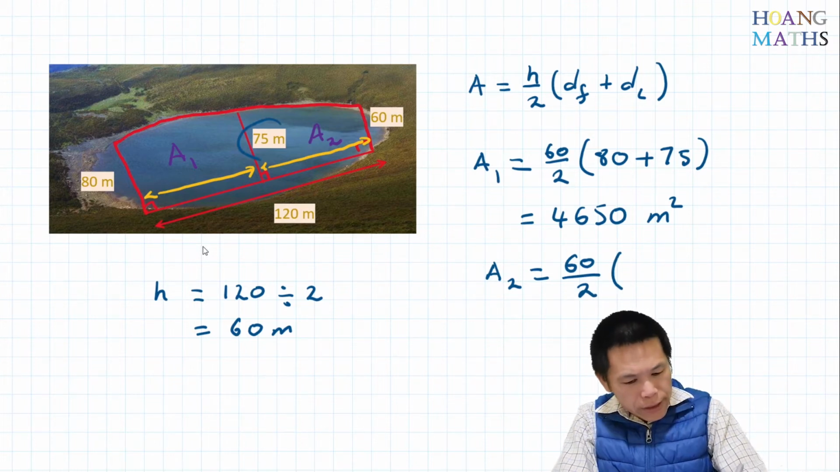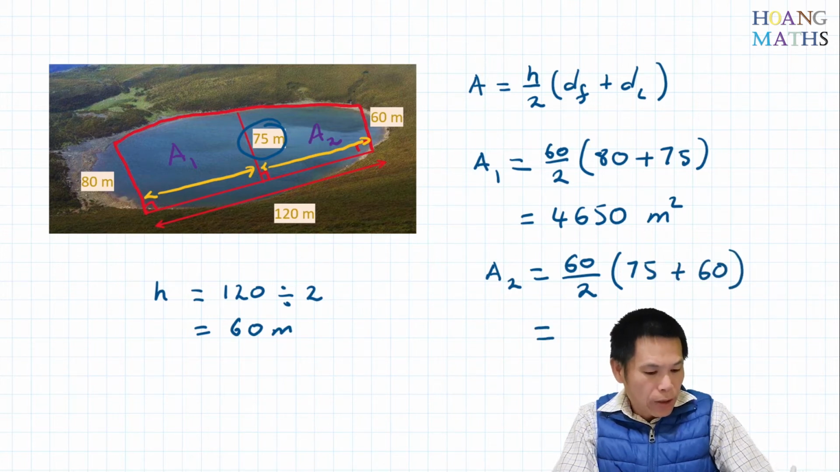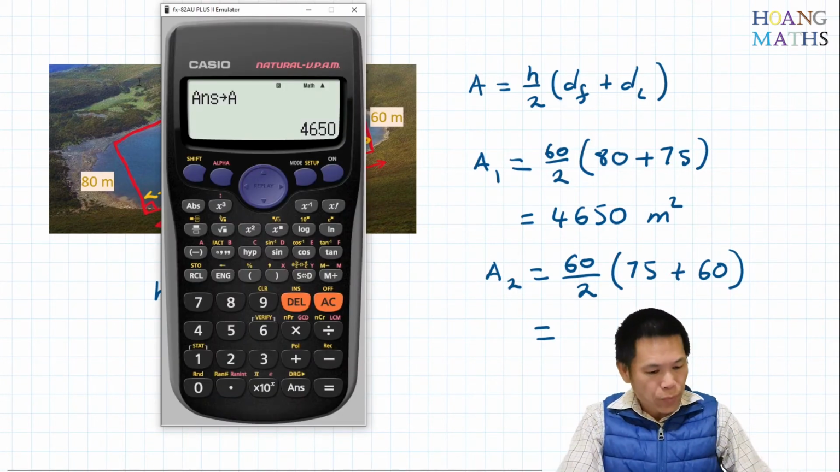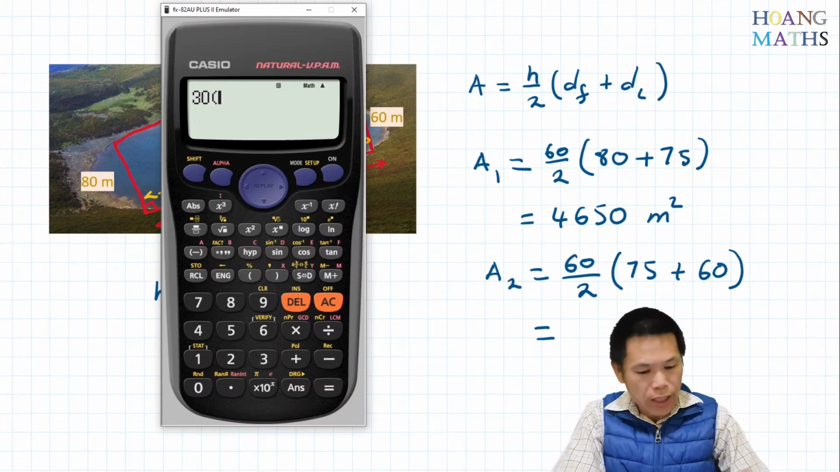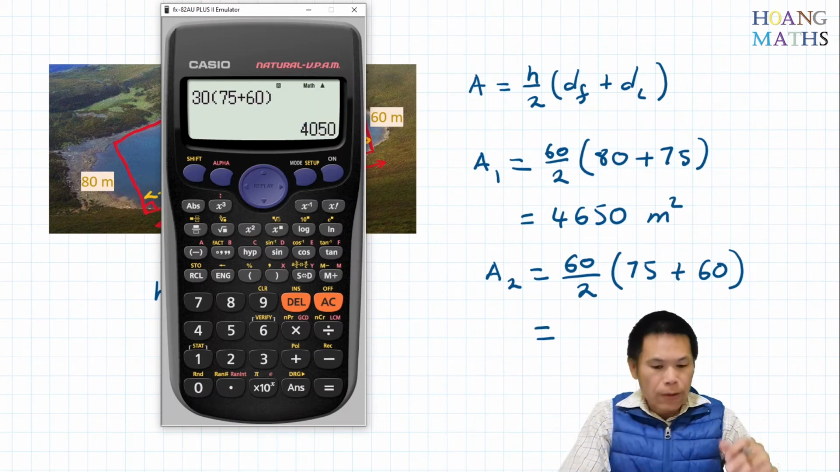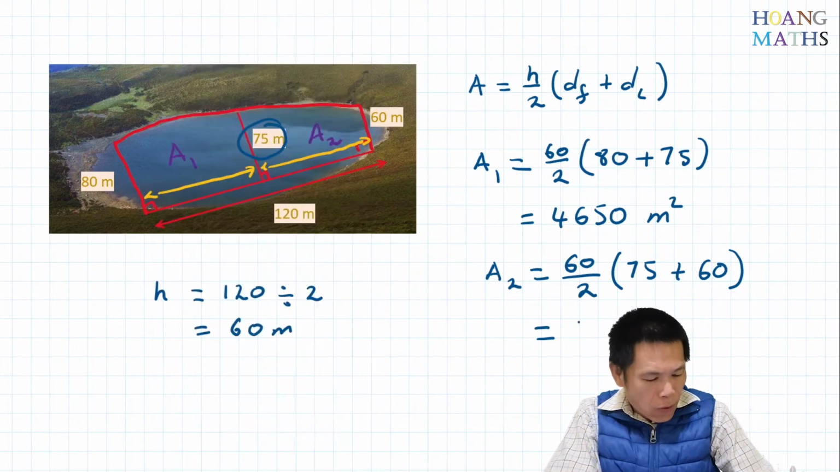Brackets. So this is D first, okay? So we are focused on this strip here, which is 75, and we add 60, close brackets. So now I just put that on a calculator. So what I do, I just go 30, brackets, because 60 over 2 is 30 anyway. So 75 plus 60 and I close the brackets. There you go, 4,050.